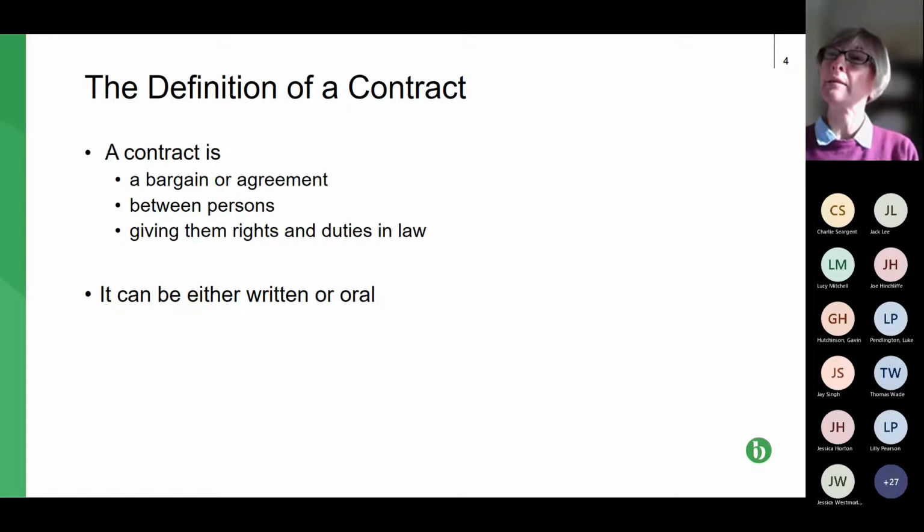Sometimes it's sort of a mix. It might be some email correspondence, possibly some notes, but not actually something that's been signed between the parties. So what is a contract? Well, it's a bargain or an agreement between the parties, giving them rights and duties at law.